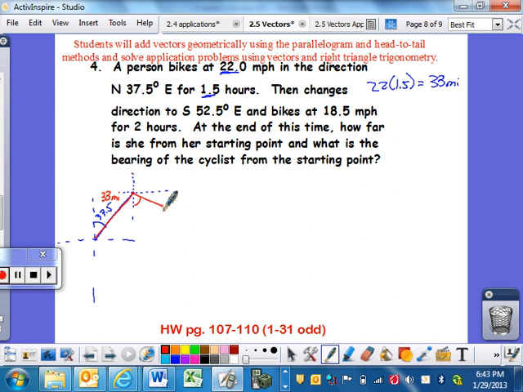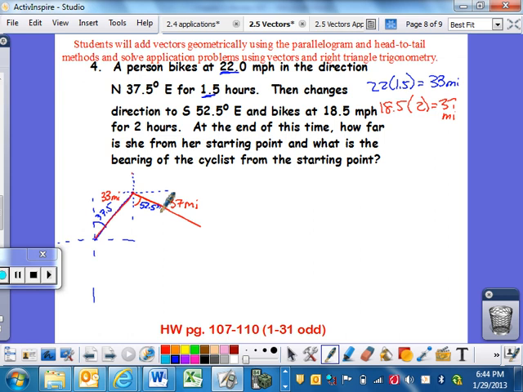Now how far is this person going? 18.5 miles an hour for 2 hours. That ends up being what, 37 miles? That's a long time on a bike. Traveling, what, 70 miles? That's a long ways. Okay, so 37 miles. That means this thing is actually going to be a little bit longer than the first one. So I'm just going to kind of draw it that way. This one's 37 miles long. And this angle inside, now this was 37.5. This guy in here is now 52.5.